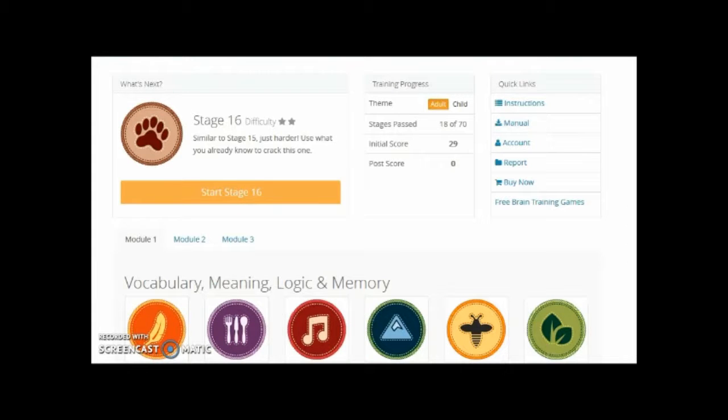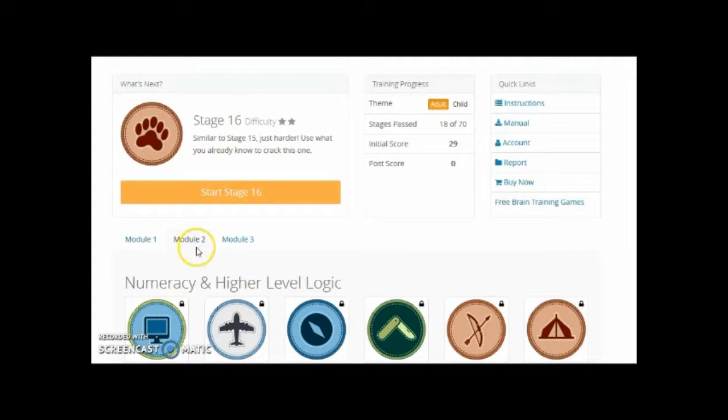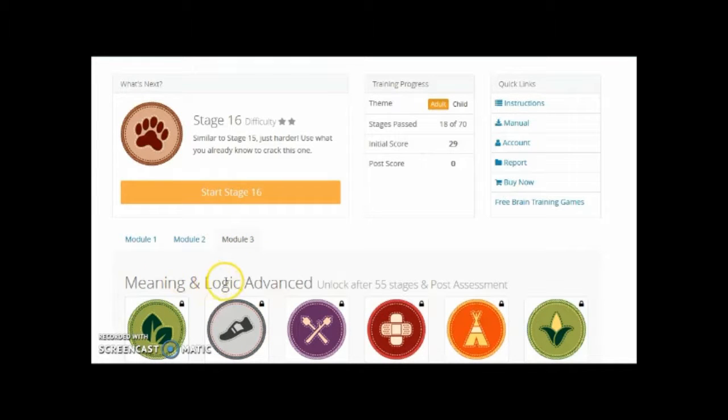This is the web-based tool that I plan on using and having the students use throughout the study. This is essentially a relational frame training program, the same program that was used to show improvements in IQ scores. You see there's 3 modules here. The first module is vocab, meaning, and logic. The second is numeracy and high-level logic, and the last is meaning and advanced logic.